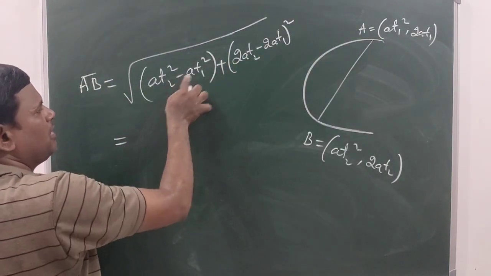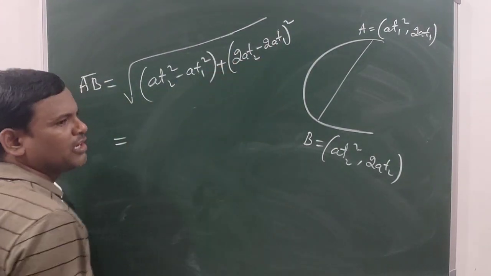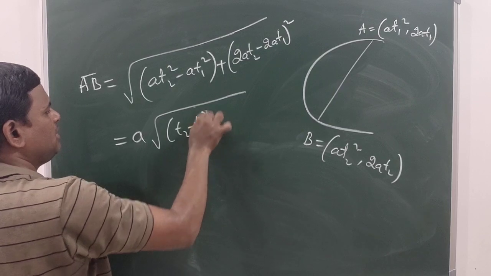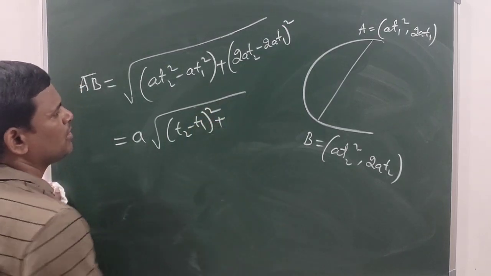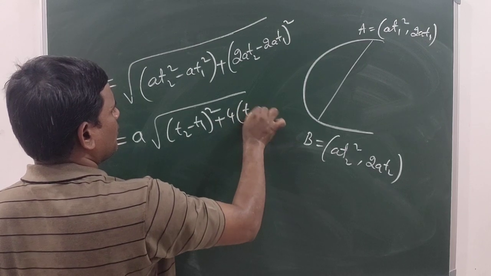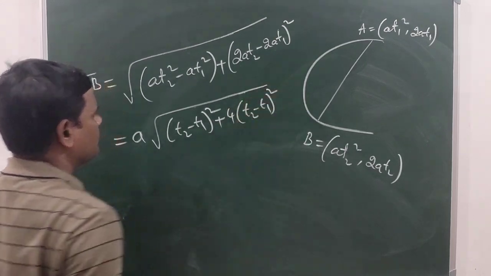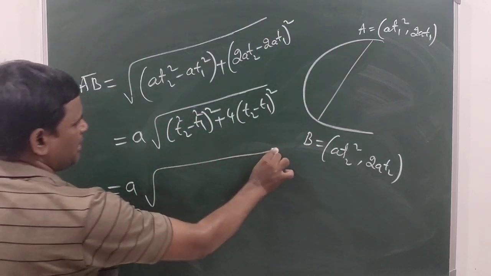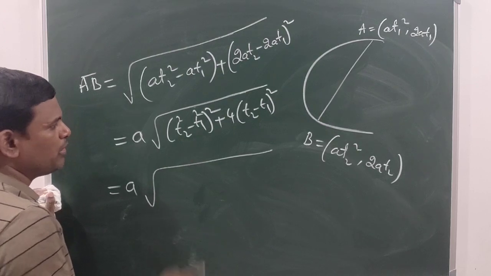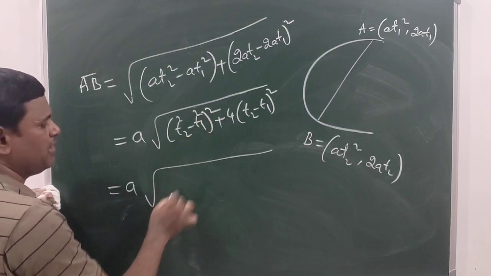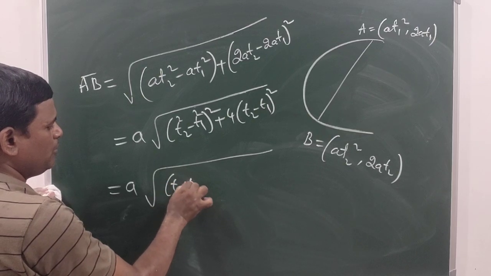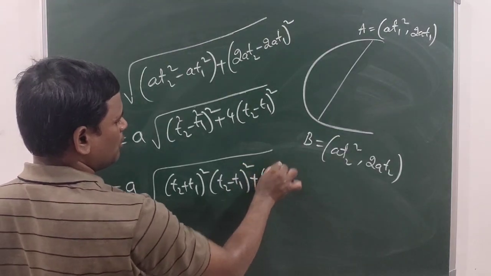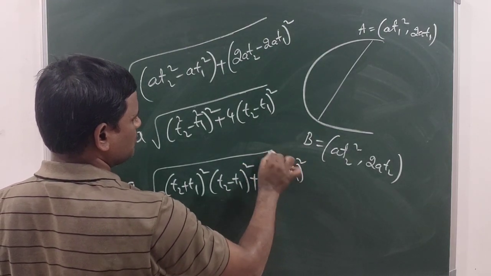Now again here a square will come out, here 4a square will come out. So a times square root of (t2 minus t1) whole square times, inside, plus 4 of (t2 minus t1) whole square. Yeah, in the next step, this inside one I am going to write as A plus B into A minus B whole square. So that here you will get (t2 plus t1) whole square and (t2 minus t1) whole square plus 4 of (t2 minus t1) whole square.